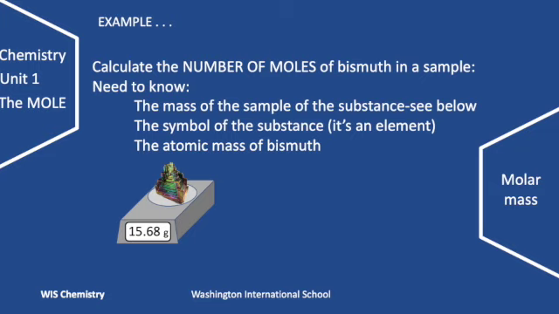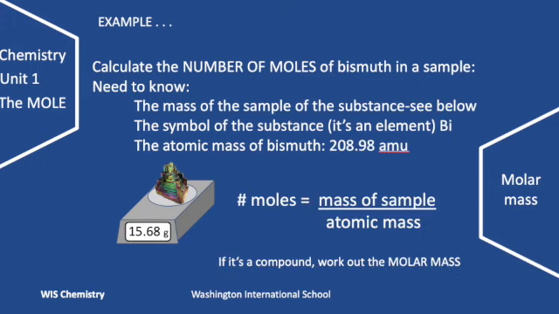Incredible looking crystals of bismuth, a bit like a ziggurat. So what's its mass? You can see on the electronic balance there. The symbol of the substance and the atomic mass. Well, you probably don't need to know the symbol of the substance apart from identifying it on the periodic table, but you would need to know the formula if it were a compound.